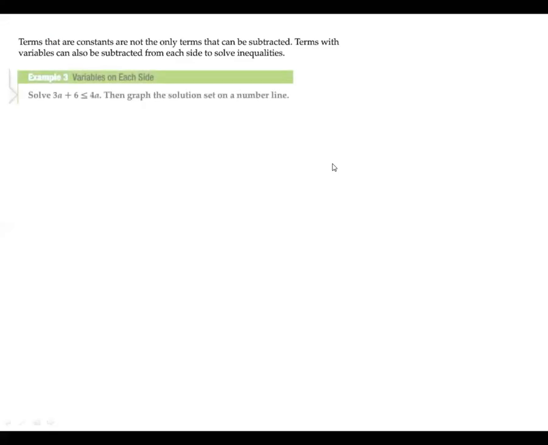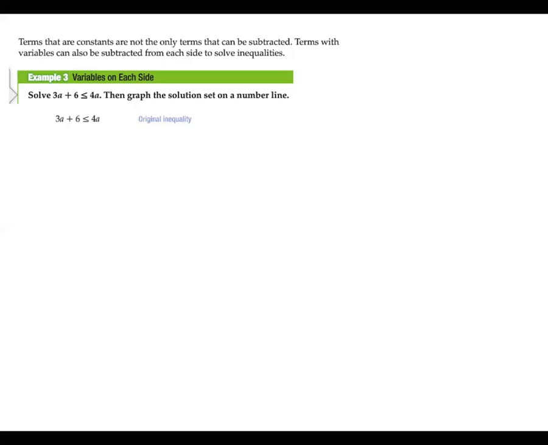Terms that are constants are not the only terms that can be subtracted. Terms with variables can also be subtracted from each side to solve an inequality, and you can do this with addition. If you have 3a plus 6 is less than or equal to 4a, we want to solve that and then graph the solution. So you have the original inequality.